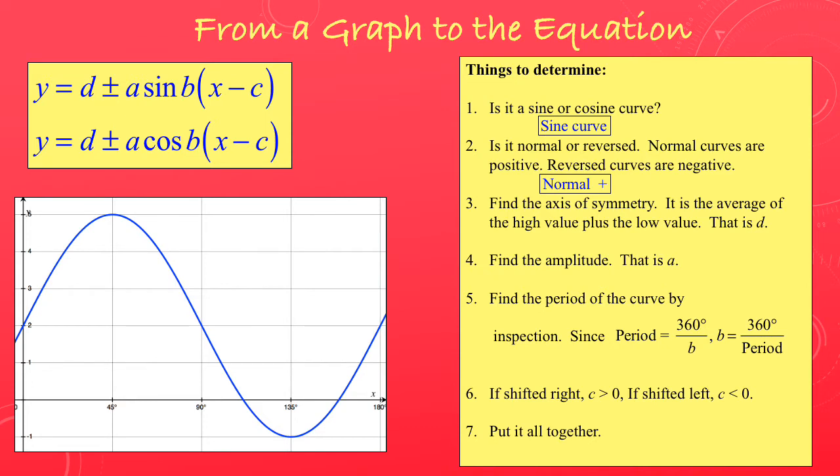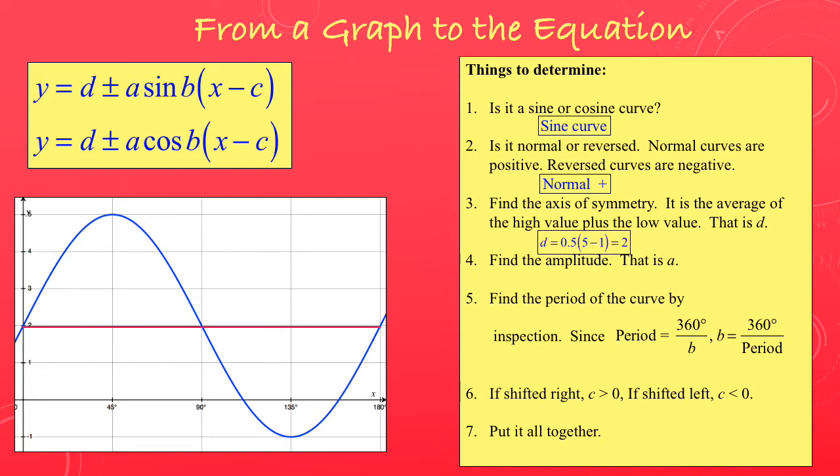Next, we need to find the axis of symmetry, which will be our d value. In the case of sine curves, the axis of symmetry is obvious. It's where the curve starts. But sometimes with cosine curves, it's not obvious. The best way of finding it is the average of the high value plus the low value. In this case, the high value is 5, the low value is -1, and the average of that is 1/2 of 5 plus -1, which is 2. And that is the value of D.